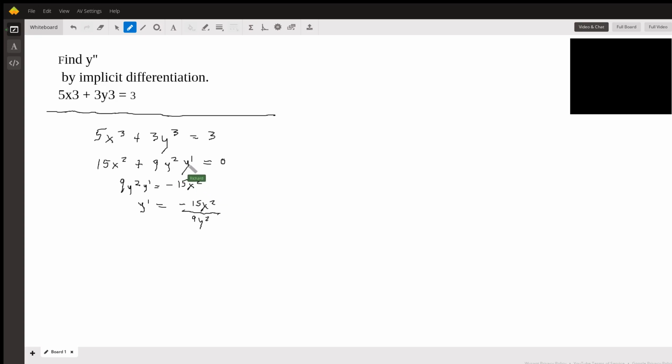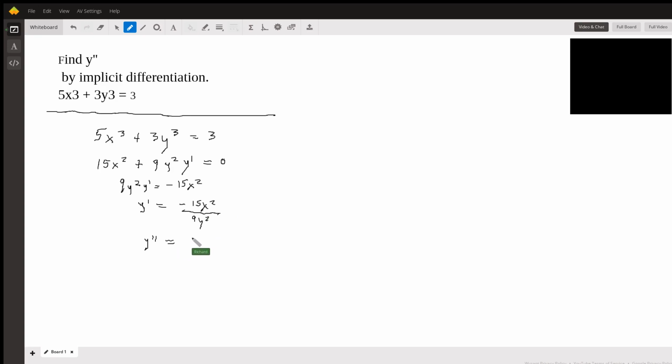Okay, so now we take the derivative again. So y double prime, which is what we want. Well, this is going to be the quotient rule. The denominator times the derivative of the numerator minus the numerator times the derivative of the denominator, all over the denominator squared.